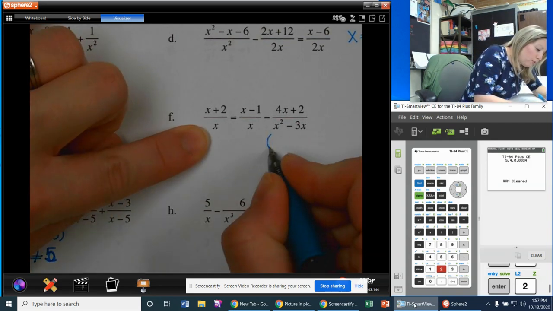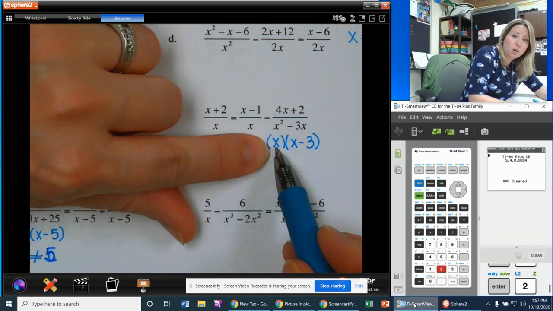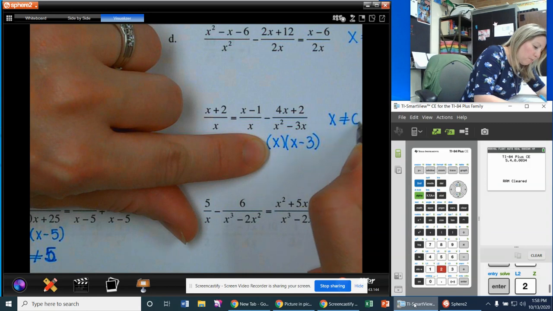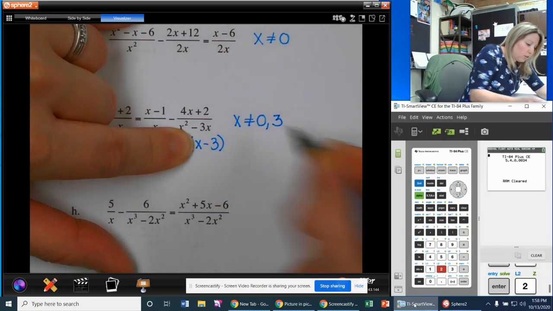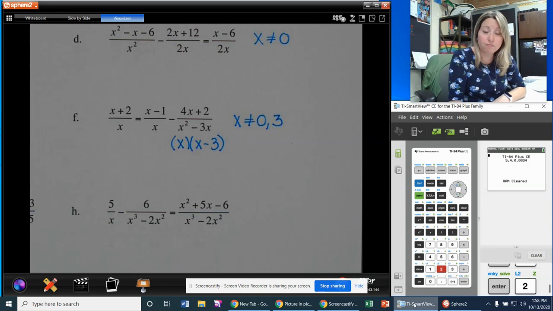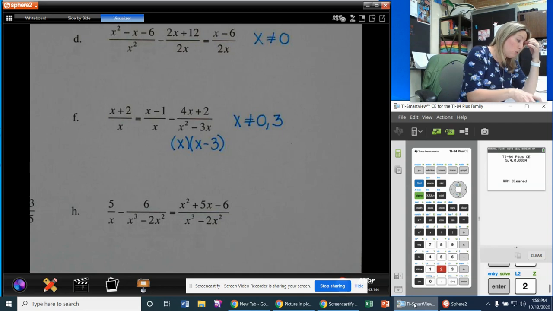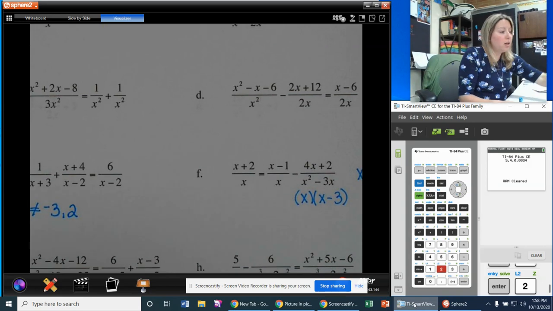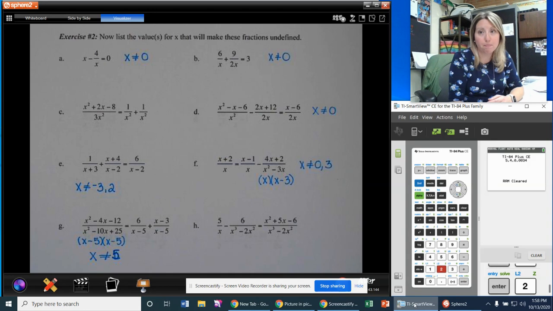Up here, remember, your LCD was x times x minus 3. Well, if you put a 0 in here, then you'd get 0 in a denominator, so x can't be 0. And if you put a 3 in here, then you get a 0 in a denominator, so x can't be 0 or 3. That's how you do these. Look at the LCD and what the LCD is not allowed to be. That's how you would figure out what x is not allowed to be in these fractions. So if you have a variable in a denominator, you have to consider what values x is not allowed to be. That's putting all the pieces together for solving.